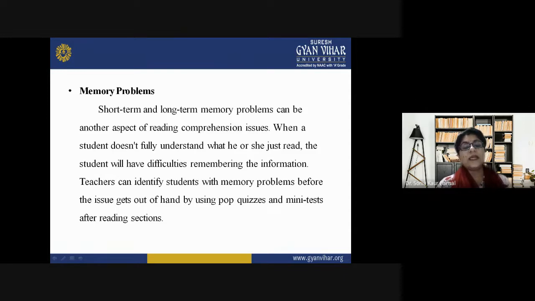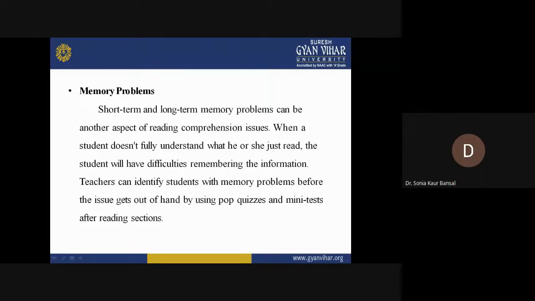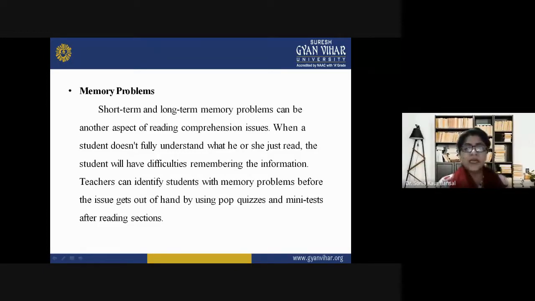When a student doesn't fully understand what he or she has just read, the student will have difficulties in remembering the information. Many times, teachers become angry with students, saying, I have just taught you and you don't remember. Actually, this is a problem they are dealing with. And being a language teacher, we must understand that a child may be suffering from a memory problem.